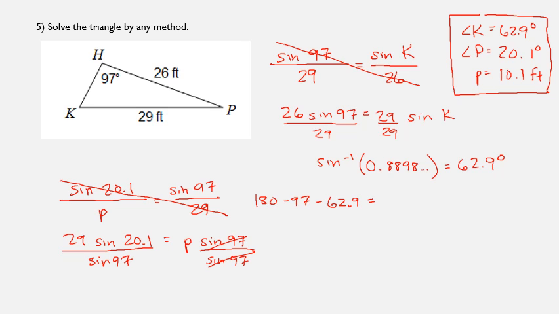Okay, make sure that your answers make sense. The biggest angle should be across from the biggest side, smallest angle across from the smallest side, and that does make sense in this problem.